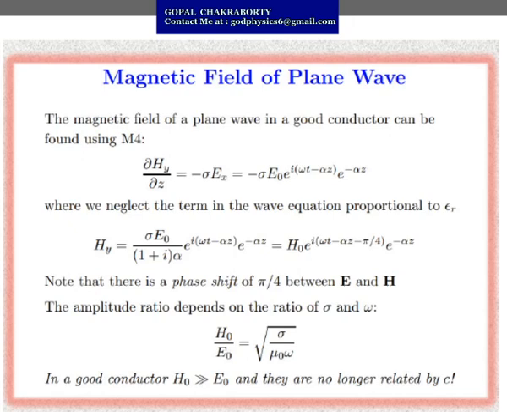Now take note that there is a phase shift of π/4 between E and H. The amplitude ratio depends on the ratio of σ and ω, where σ is the conductivity and ω is the frequency. So H₀/E₀ will be equal to the square root of σ/(μ₀ω). In a good conductor, H₀ is greater than E₀, and they are no longer related by the speed of light c.